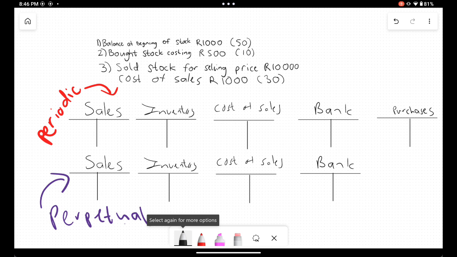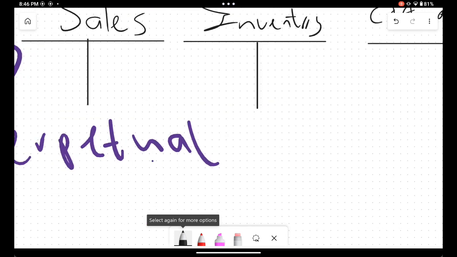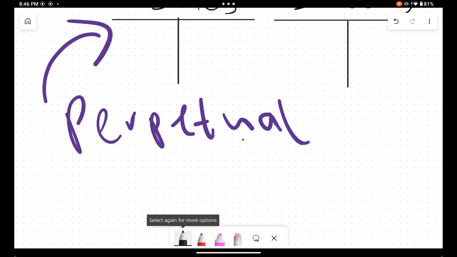Okay, so periodic and perpetual. The processing system that we have been doing all this time is called perpetual. This purple one, perpetual. It's simple, right? There's nothing wrong with it. We sell a good: debit bank, credit sales, debit cost of sales, credit inventory. It's simple, it's what we usually do.